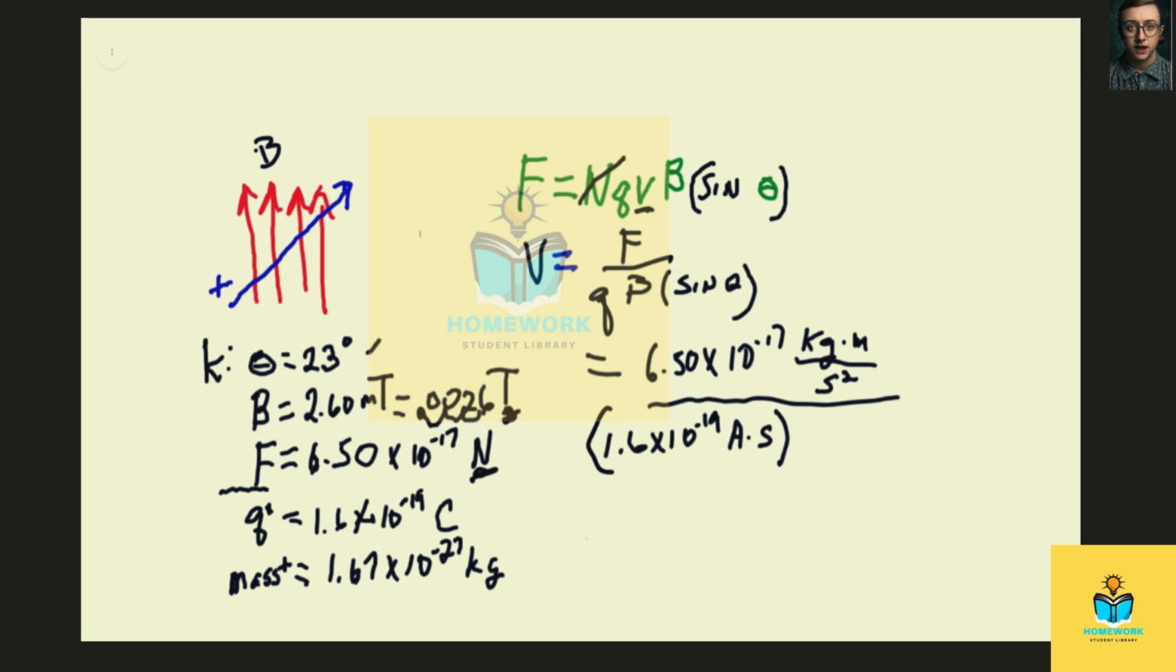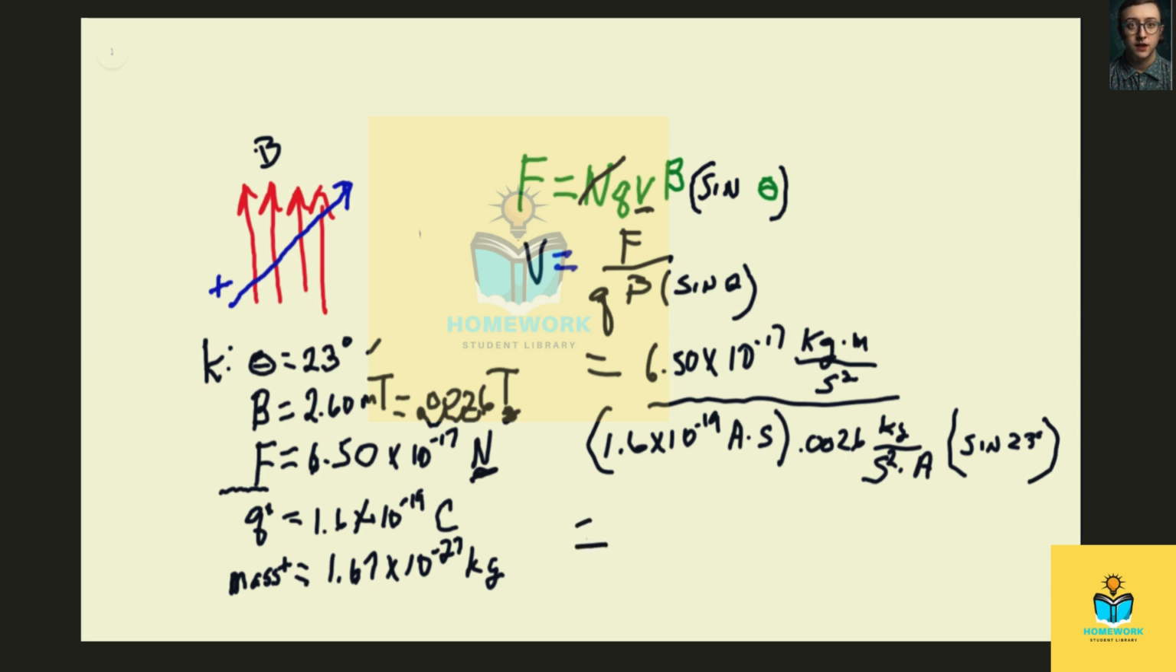And then for B, the field strength, I'm going to write 0.0026. And instead of writing teslas, I'm going to write kilogram divided by second squared times ampere. All right? And then, of course, I have the sine of my angle, which is 23 degrees. Make sure you're in degrees on your calculator.